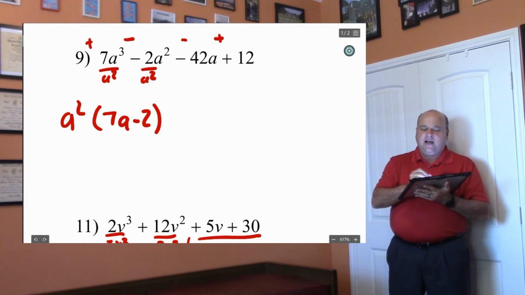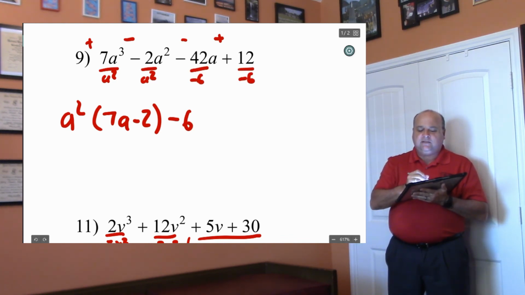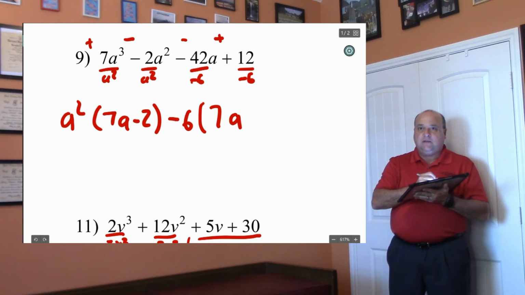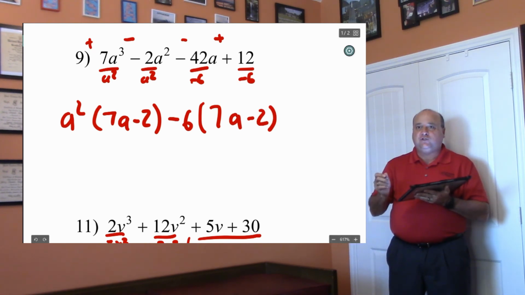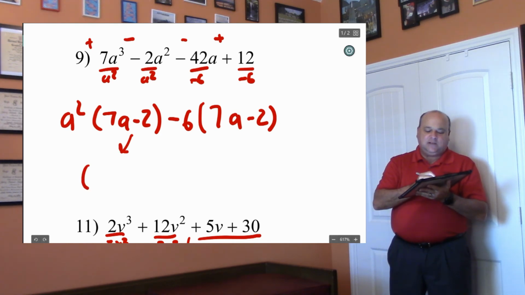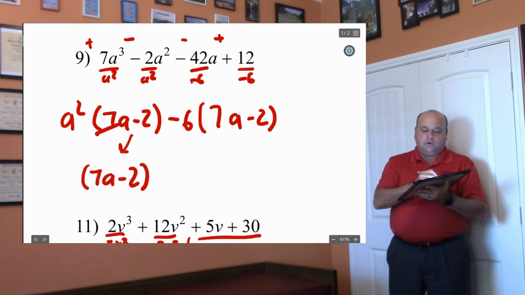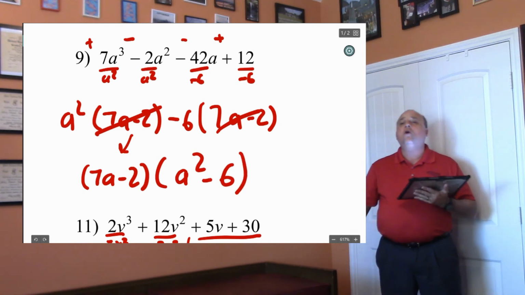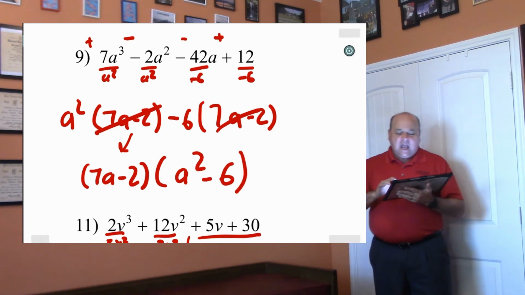Now then, I could divide these by 6, right? And I need a negative 6 to switch the signs, right? So if I divide by negative 6, negative divided by negative is a positive. 42 divided by 6 is 7. My letter's a. My 7a's there. 12 divided by negative 6 is a negative 2. I got my minus 2. So my 7a minus 2 drops. Scratch them out. And what's left? a squared minus 6.